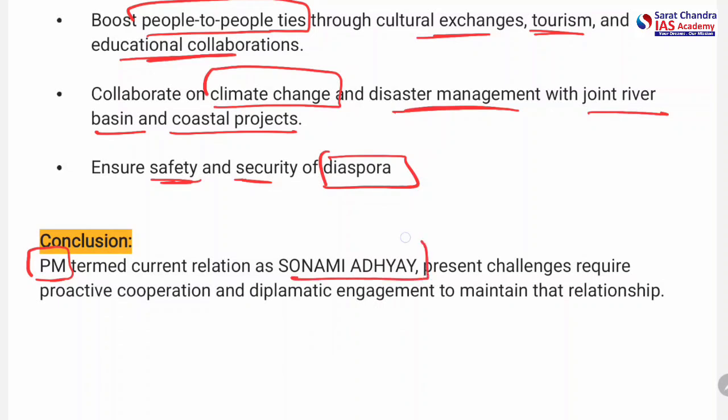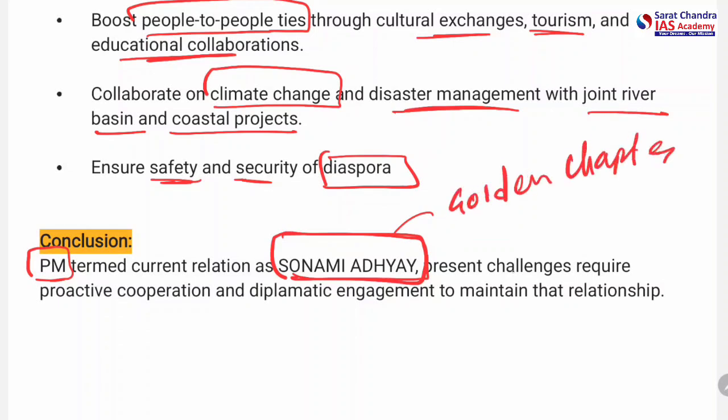In the conclusion, you can use that Prime Minister Narendra Modi termed the current relationship between India and Bangladesh as Sonali Adhyay, a Bengali word meaning the golden chapter. Present challenges require proactive cooperation and diplomatic engagement to maintain that Sonali Adhyay, the golden chapter.